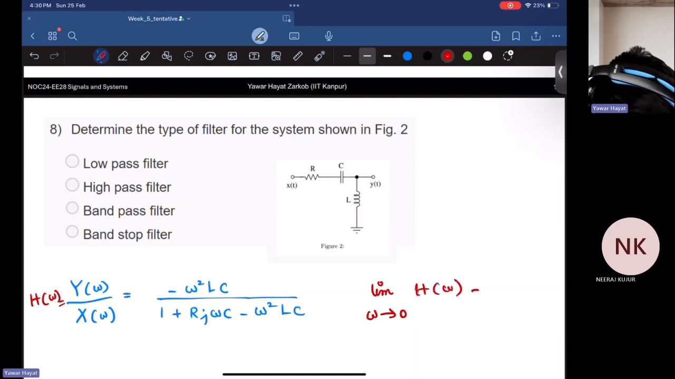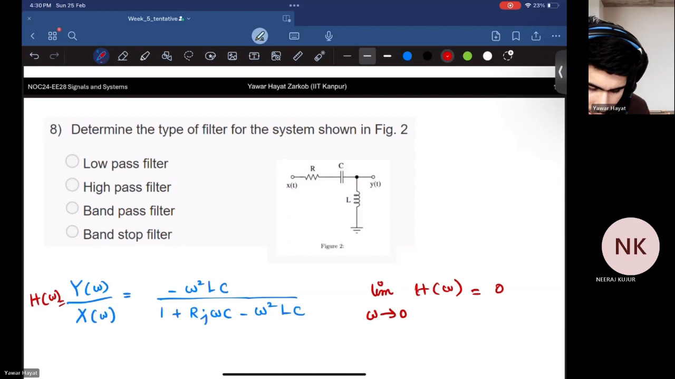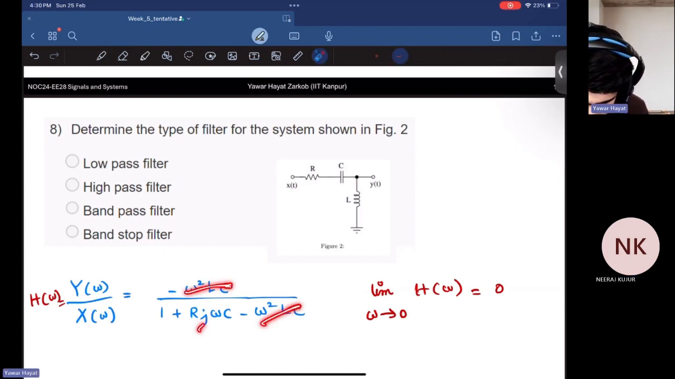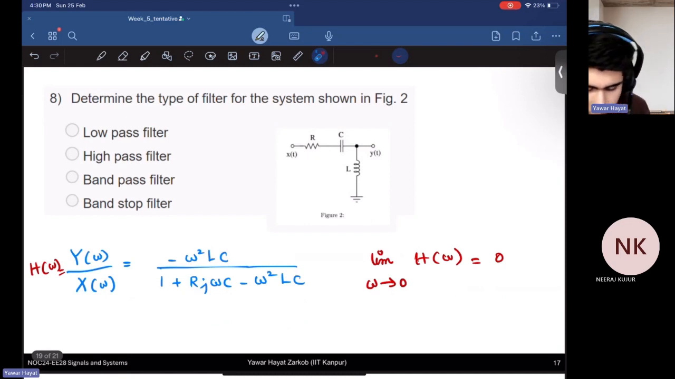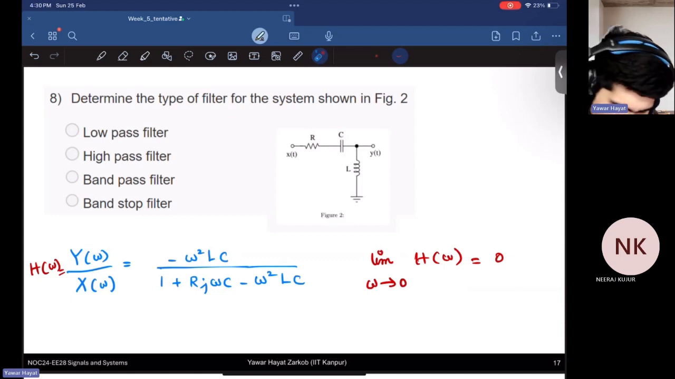What happens to h of omega? Omega will tend to 0. This would tend to 0, right? See, this one would cancel, this one would cancel, this one would cancel. This would be 0 by 1, which is not indeterminate and hence 0. Now, what about the other limit? So this filter would allow low frequencies to pass. Will it? It won't allow, right? Because this transfer function is 0 for lower frequencies. So it won't allow low frequencies to pass. What about the other side?